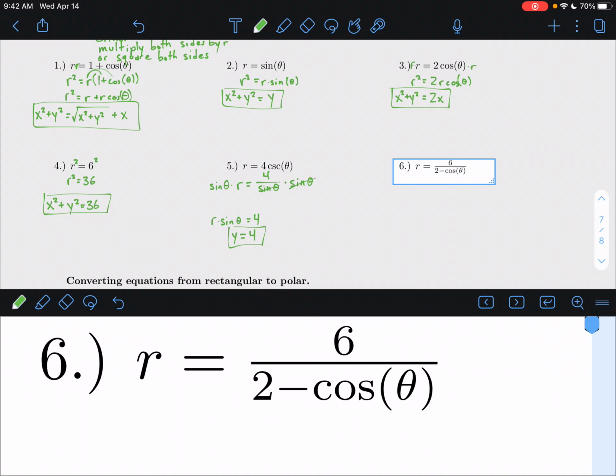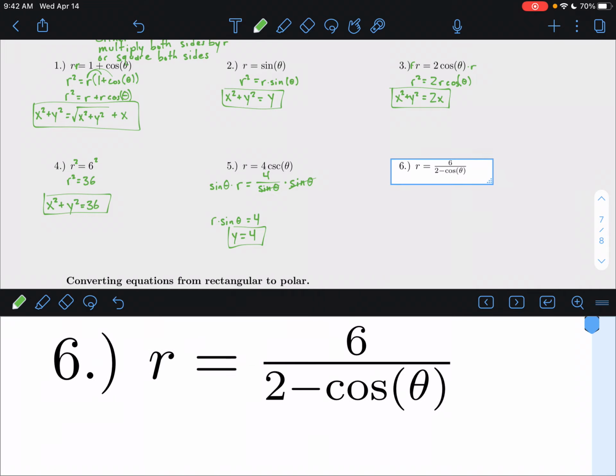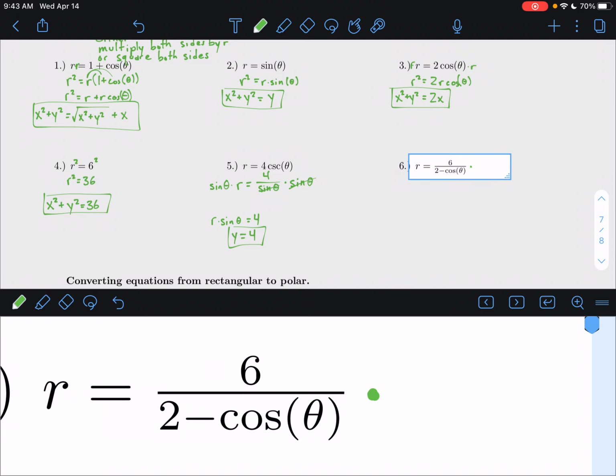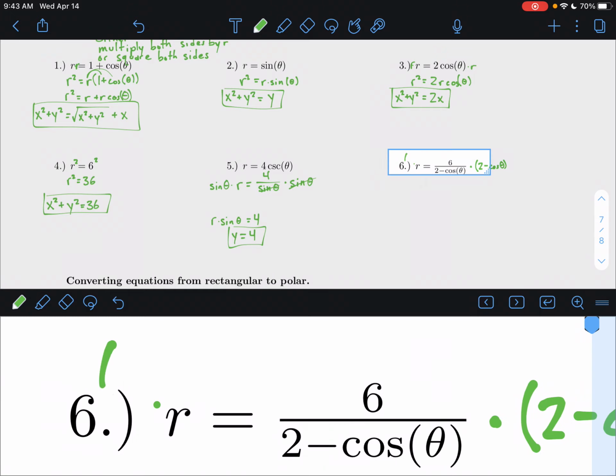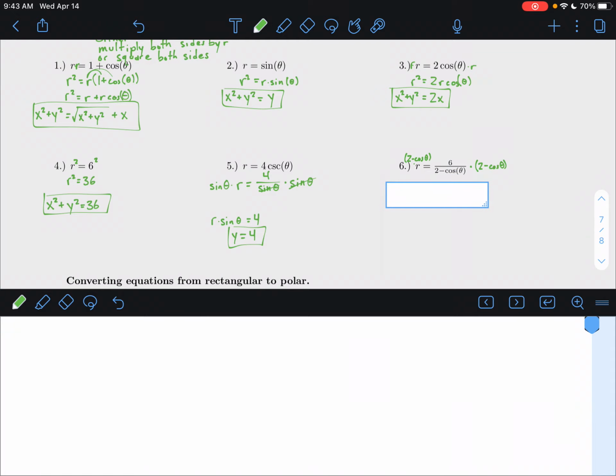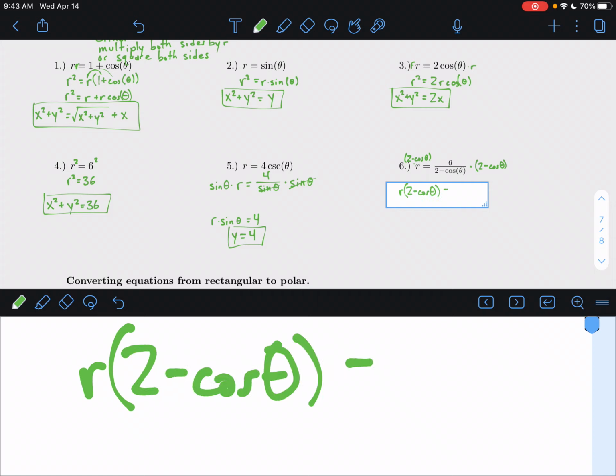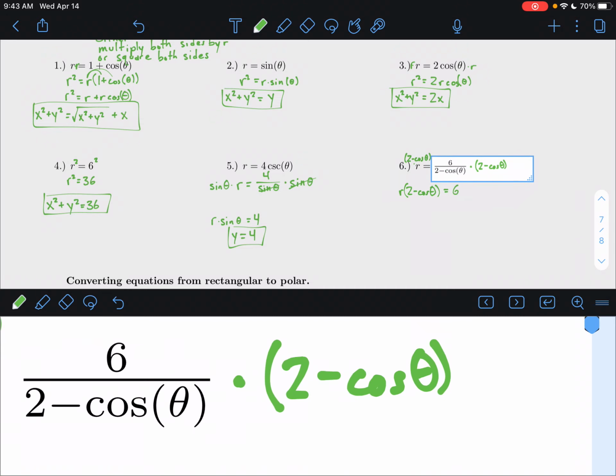On number 6 here, this one's a little bit trickier. Well, I wouldn't say it's a little bit trickier, but I do want to manipulate this one a little bit first. So I'm going to multiply both sides by that denominator, just like I did on the last one, kind of. So I have times 2 minus the cosine of theta on both sides. So then I'm going to have r times 2 minus cosine of theta equals 6, because these cancel out.